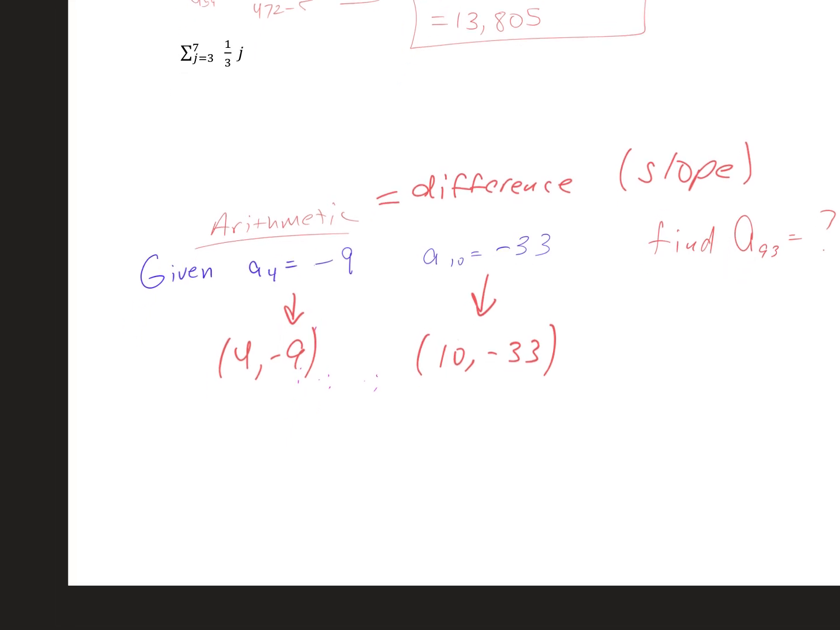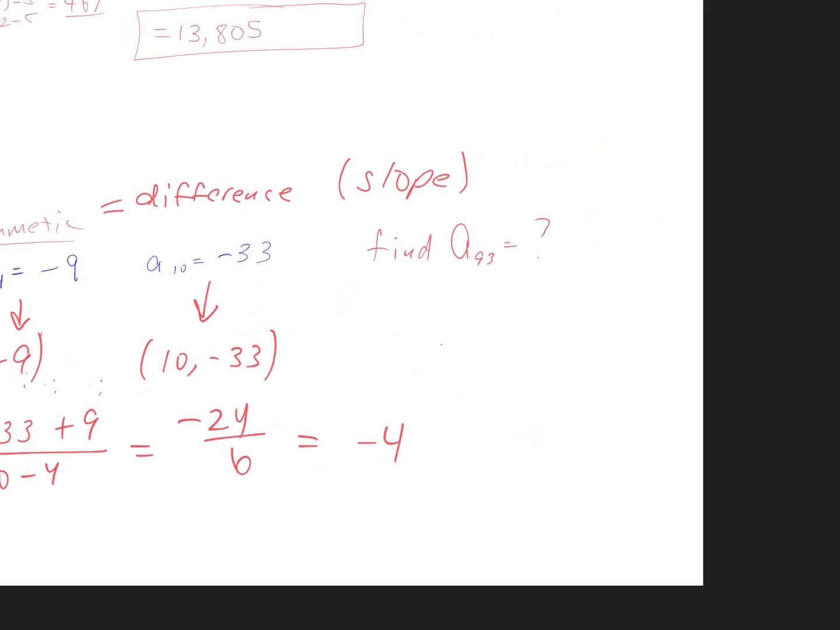So if I'm going to find the common difference, my slope, I'm going to say negative 33 minus a negative 9, so plus 9. You guys with me? And then I have 10 minus 4. Could you have gone the other way? Absolutely. But what's negative 33 plus 9? Negative 24 over what's 10 minus 4? 6. So what's your common difference? Negative 4.